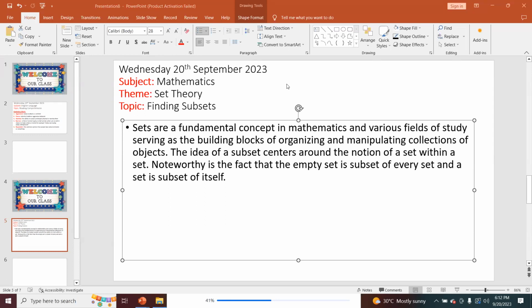Those two things are kind of weird, but we could actually prove them rigorously, and we're not going to go into how. When you go high in mathematics and end up doing proofs, you could learn how to actually prove that the empty set is a subset of every set, and a set is a subset of itself. But for now, just accept that the empty set is a subset of every set, and every set is a subset of itself. So we know at least two subsets of every set: the empty set and itself.